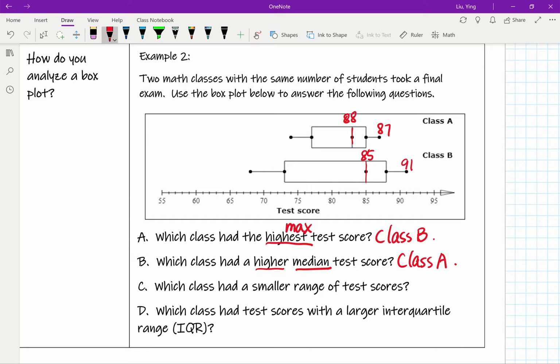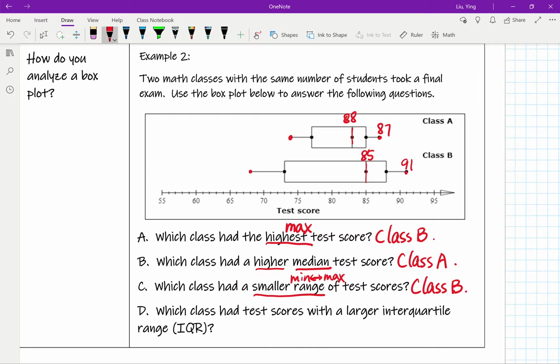Part C, which class had a smaller range of test scores? The range is the distance between the maximum and the minimum. So we can find the range in two ways. One is just to look at which graph has a longer distance between the minimum and the maximum. Visually, it's obvious that class B has a higher range, because the distance from the minimum point to the maximum point is longer for class B.